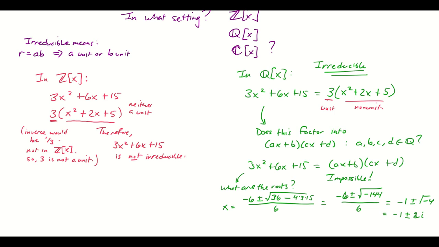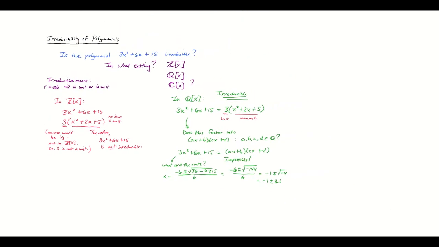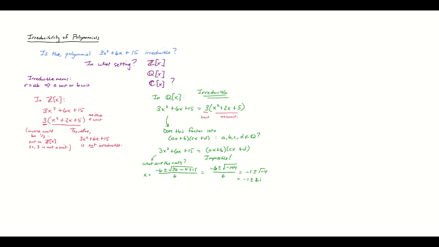Okay, so we've talked about Z[x] and we've talked about Q[x]. That leaves C[x]. So let's try that one now. Okay, so what about in C[x]? And I'm leaving the other work visible because we're going to use that to start our analysis here. We have 3x squared plus 6x plus 15, same as before. And this time we know we have two roots. Those roots are -1 plus and minus 2i.